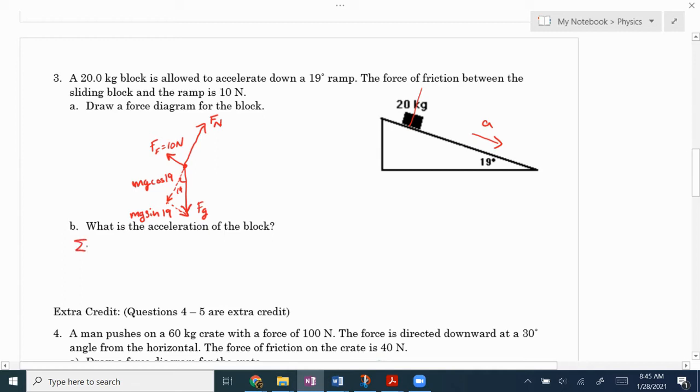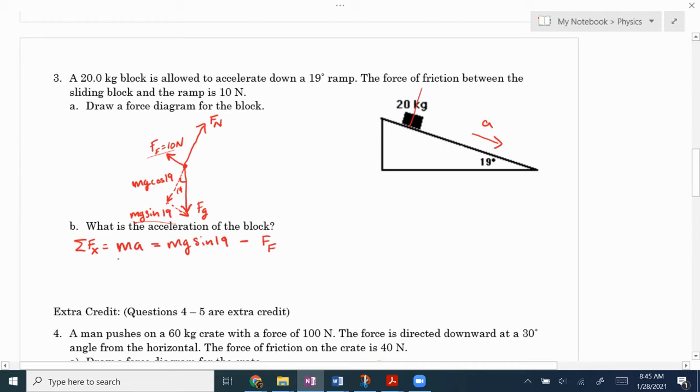So sum our forces in the x direction, right? That's the x direction. And you're going to get ma is equal to, let's see, forces that are directed down the slope would be this one right here, the mg sine 19, because that's pulling the block down the ramp. So it's going to be mg sine 19. And then we're going to subtract forces that are against that. The force of friction is trying to get it to slow down. So minus the force of friction.